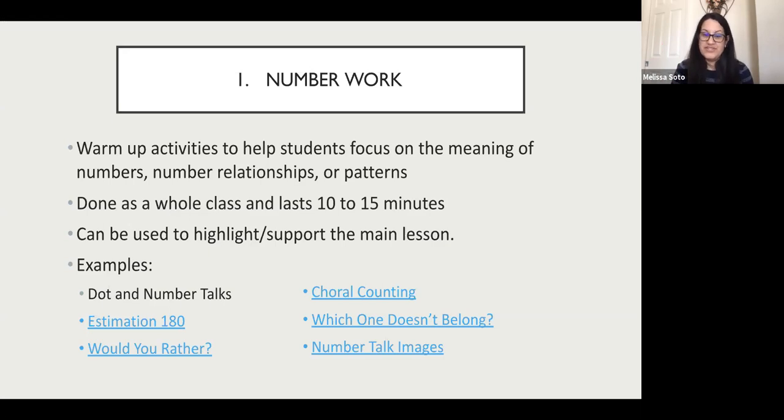And number talk images is the same thing as a number talk, but rather than posing a number or dots, you show a picture of the world, say a box of cupcakes that has some missing, and the students have to decide how many are there. So it's a really nice way to make that connection between mathematics and the real world. These are links that are available, so if you'd like to check these out, feel free to do so.